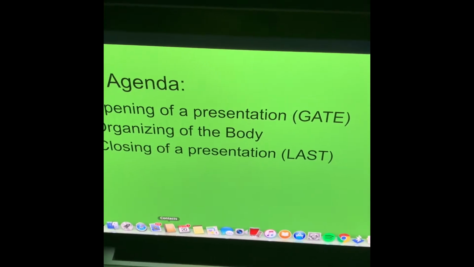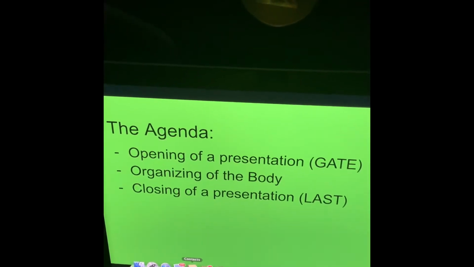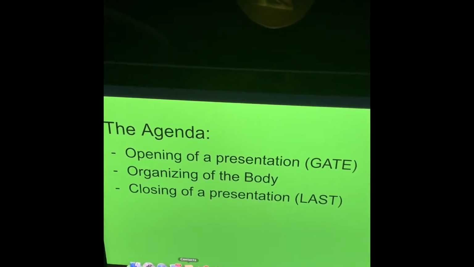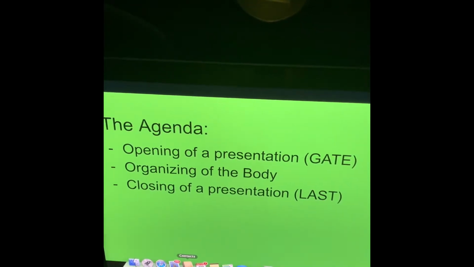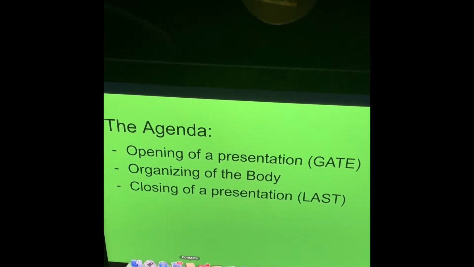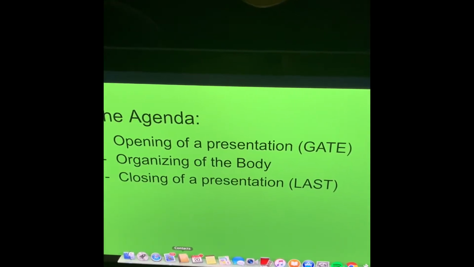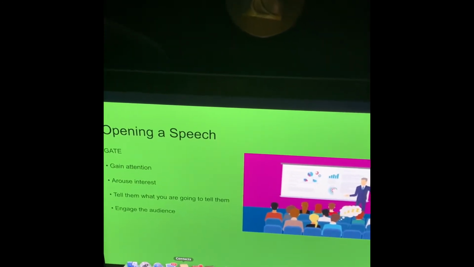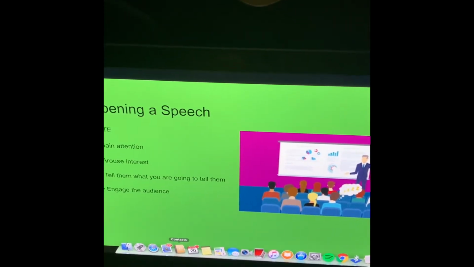Today we'll be going over the opening of a presentation, which involves the system of GATE, the organization of the body for your speech, and the closing of a presentation, which uses the acronym LAST. GATE and LAST are pretty much detailed explanations on how to open a presentation and speech and how to close one. In order to start a presentation in the best way possible, you must remember this key acronym.